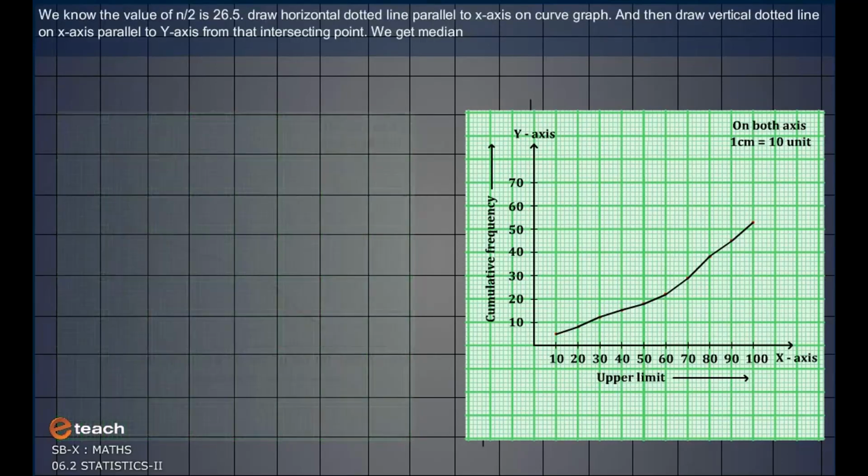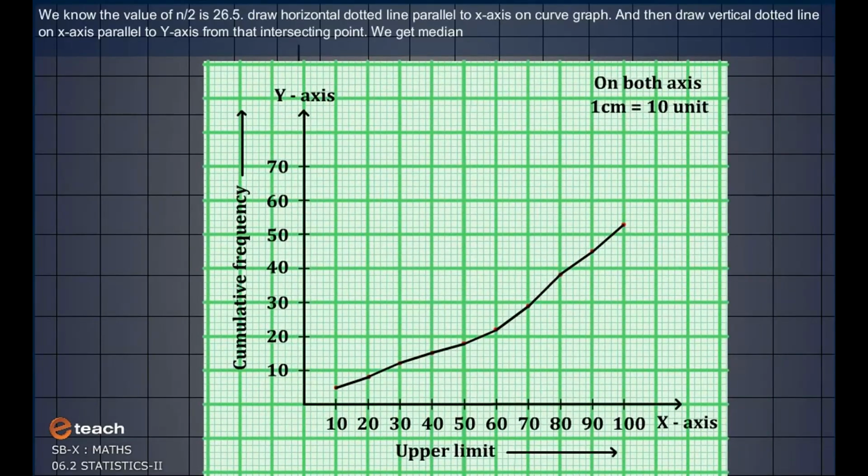We know the value of n by 2 is 26.5. Draw horizontal dotted line parallel to x-axis on the curve graph. And then draw vertical dotted line on x-axis parallel to y-axis from that intersecting point. We get the median.